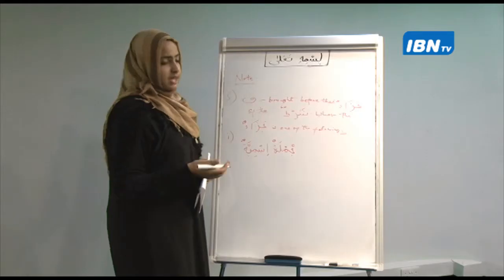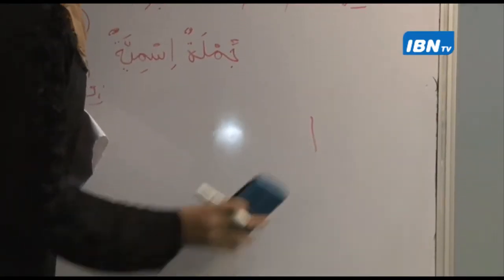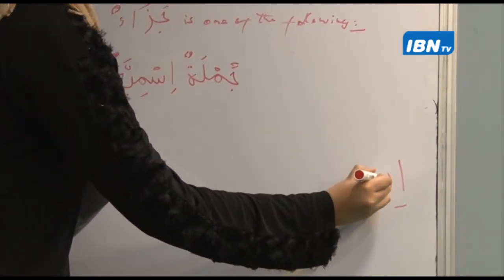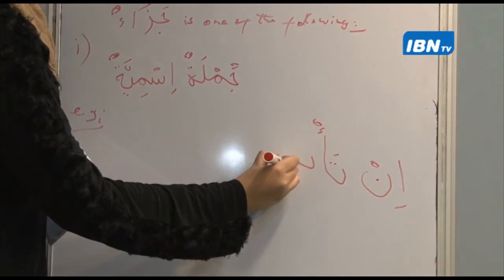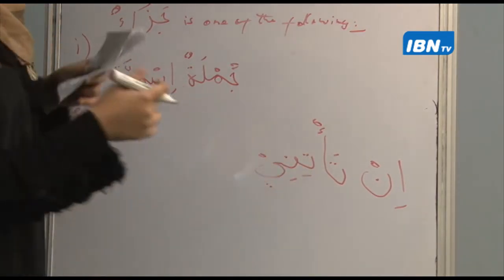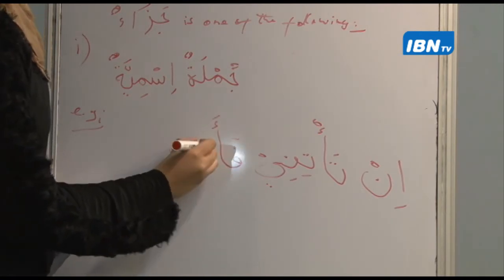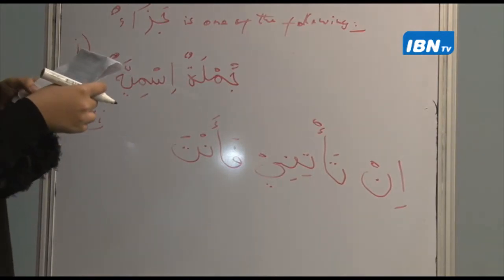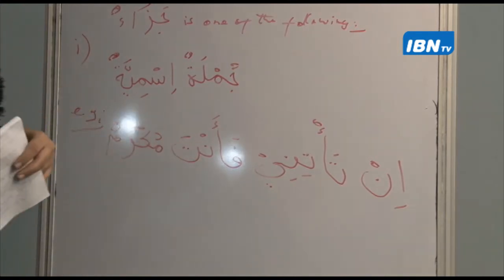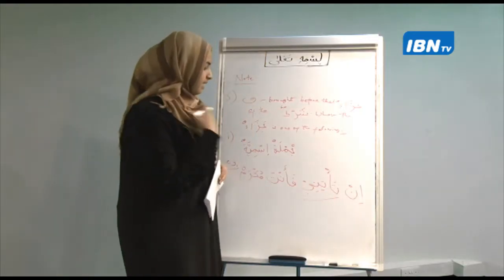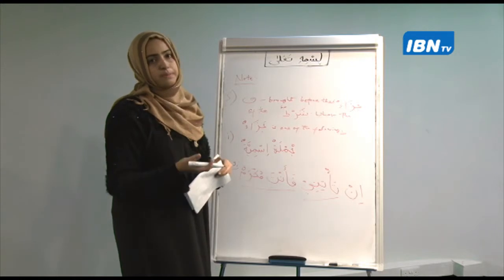So what do I mean by jumlatun ismiyatun? We'll look at the example here. For example, I have in ta'tini faanta mukramun. Okay, in ta'tini, in means if. Ta'tini, if you come to me. Faanta mukramun, you will be treated hospitably. If you come to me, you will be treated hospitably.